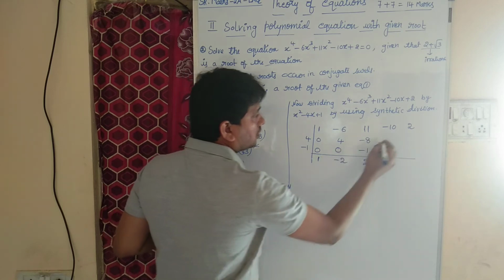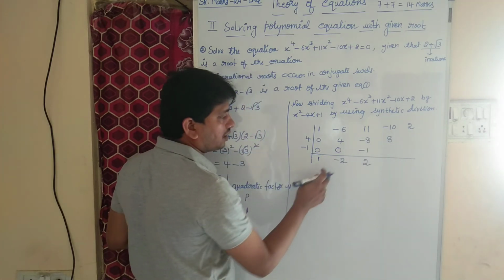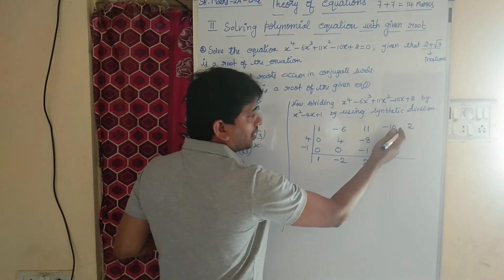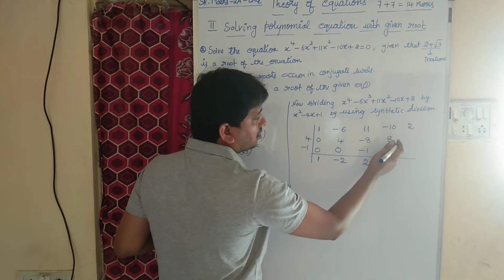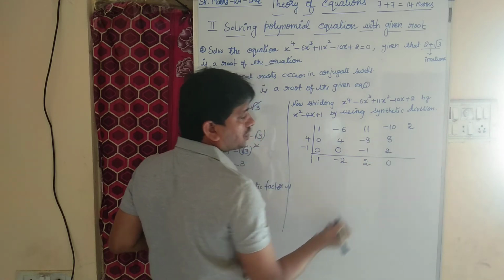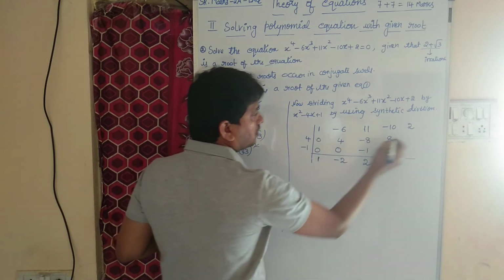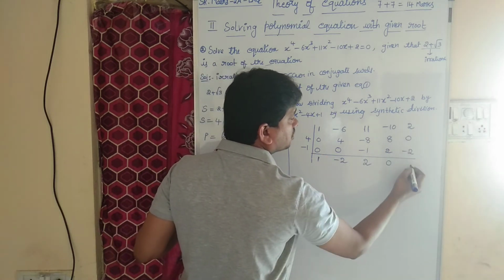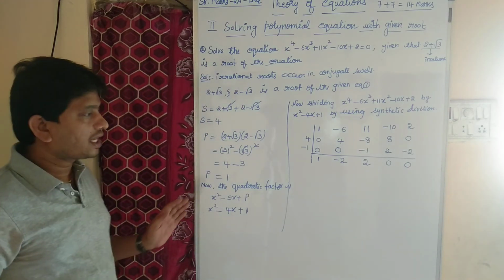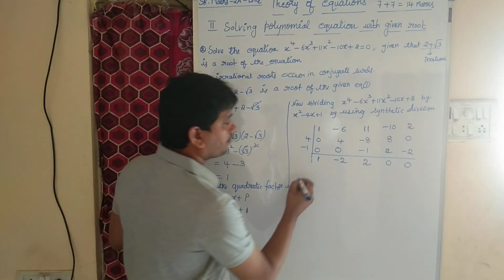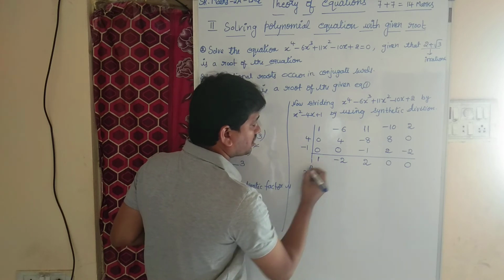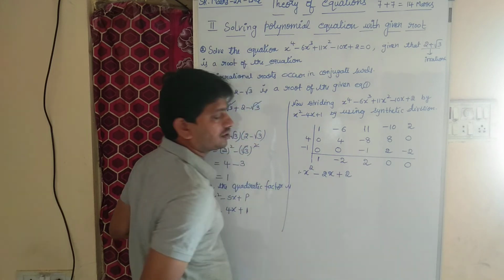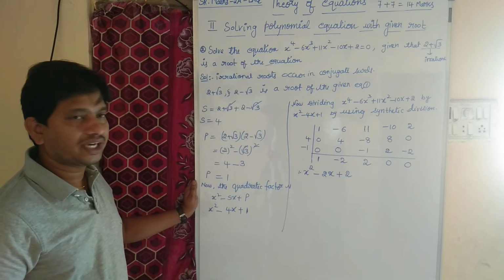Now 2 into 4, 8. Again minus 2 into minus 1, minus into minus is plus, 2. Minus 10 plus 8 minus 2... minus 10 plus 8 is minus 2, minus 2 plus 2, 0. Now 0 into 4, 0. 2 into minus 1, minus 2. 2 minus 2, 0. As we reduce these two terms, now it becomes x square. This will be the coefficient of x square, this will be the coefficient of x, and this is the constant. We got x square minus 2x plus 2.